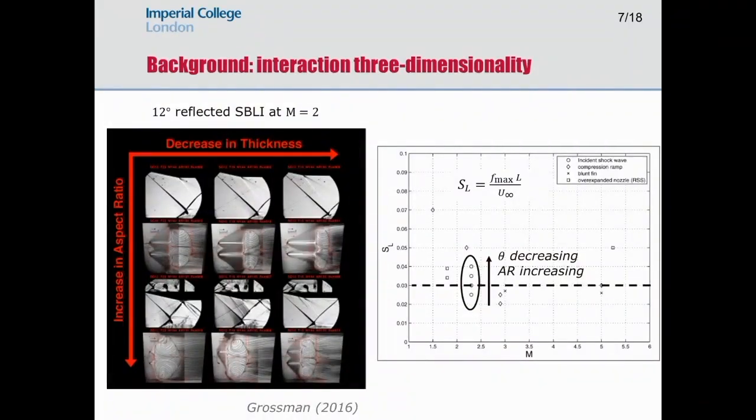Nonetheless, the majority of experimental studies will just take measurements along the centerline. The majority of numerical studies employ span-wise periodic boundary conditions, and both will just assume that there's span-wise similarity, which Grossman showed is not the case.